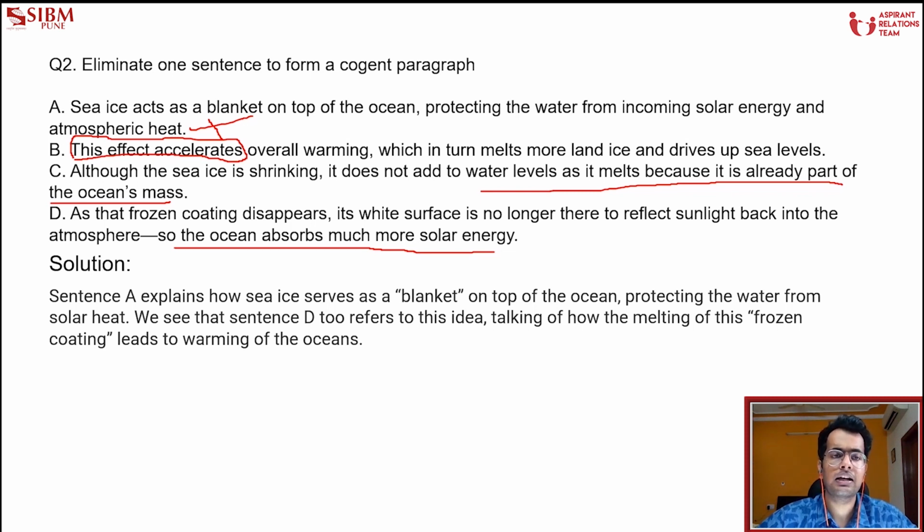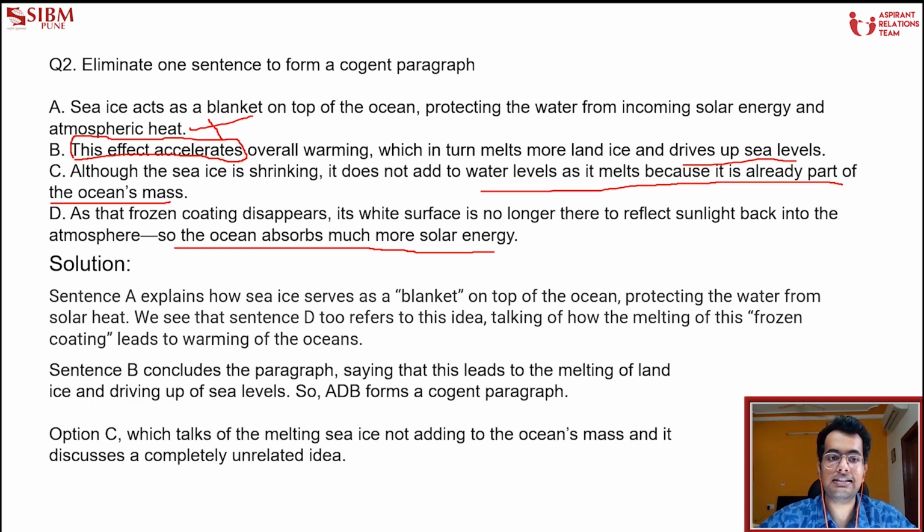So we see that sentence B talks about how melting ice is driving up the sea level, right? But sentence C says that it does not add to the sea level, because it's already part of the ocean's mass. So we can easily see that C, which talks about melting sea ice not adding to the ocean's mass, is discussing a completely unrelated idea which is not related to statements A, B and D. Now if we eliminate C, let's try to read the whole paragraph.